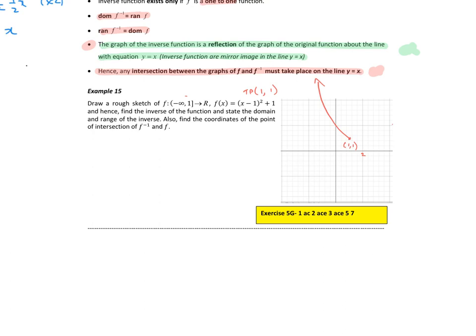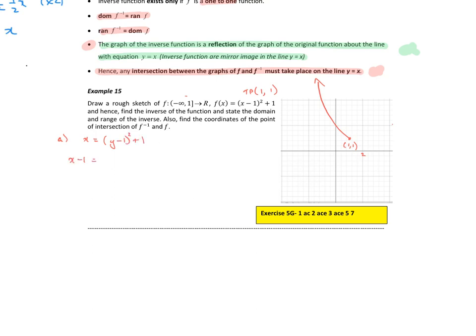Okay. And hence find the inverse of the function and state the domain and range of the inverse. Also find the coordinates of the point of intersections of f inverse and f. All right, it doesn't say we have to sketch the inverse, but we might end up doing it anyway. All right, let's find the inverse. So step A, swap x and y. X is equal to y minus 1 all squared plus 1.